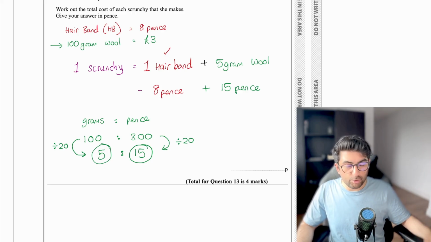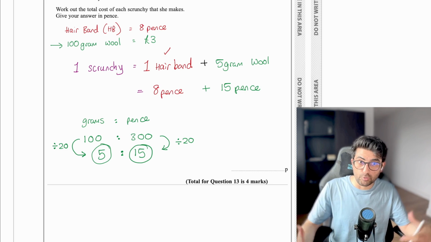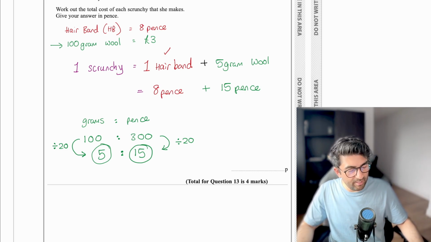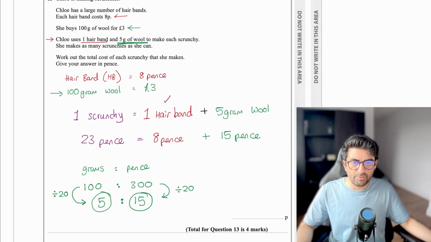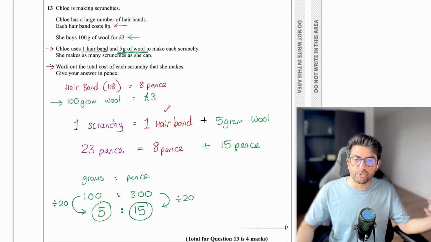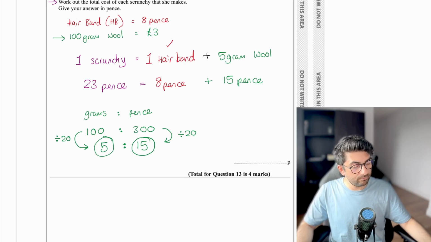And that is how much one scrunchie costs, which is both of those together because you have to use both of them to make a scrunchie. So 8 pence plus 15 pence is 23 pence. Let's check if that's what the question wants us to do. Work out the total cost of each scrunchie that she makes. Costs her 23 pence. I'm happy with that.